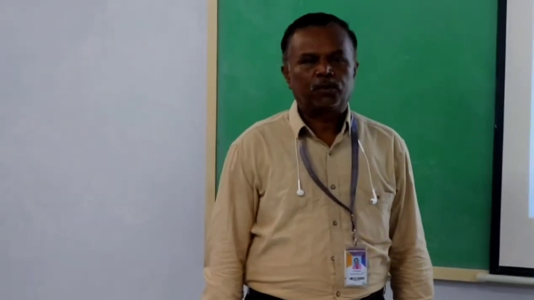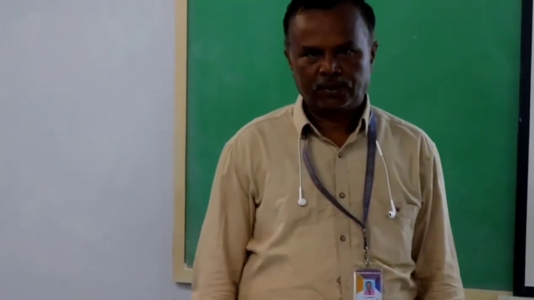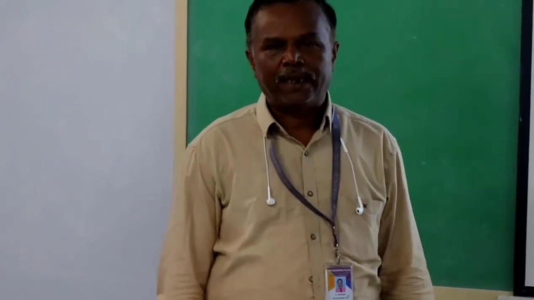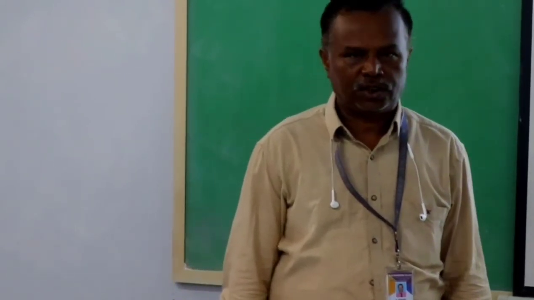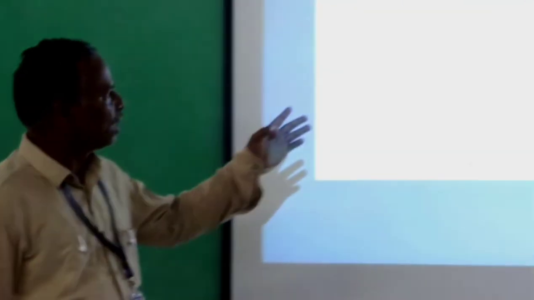Now the topic is the unijunction transistor. We know that it is a special type of semiconductor device. The unijunction transistor has 3 terminals and 1 p-n junction. Due to the single p-n junction, it is called a unijunction transistor. This is the unijunction transistor.